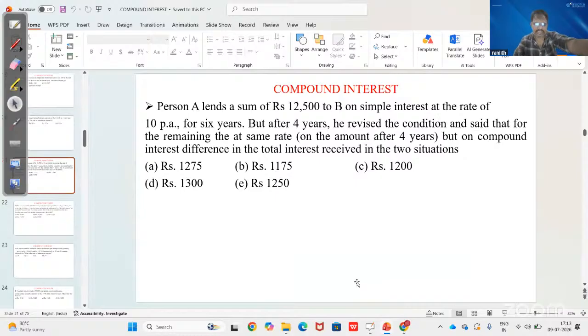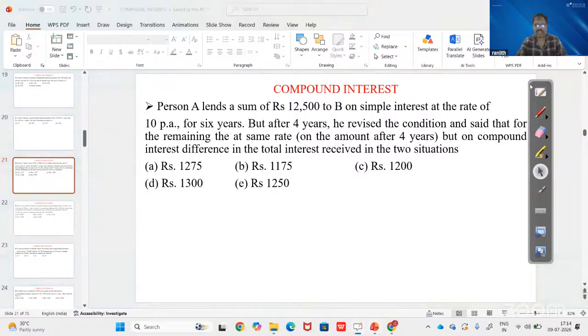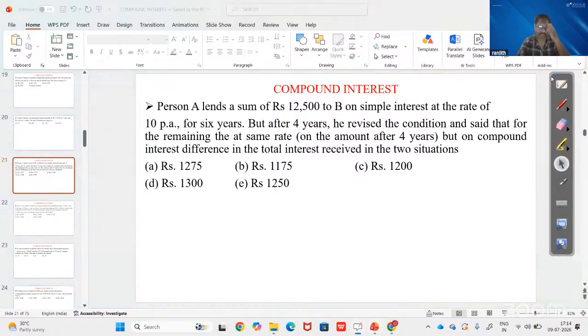So, what is the answer for this one? Person A lends a sum of 12,500 to B on simple interest at a rate of 10% per annum for 6 years. But after 4 years, he revised the condition and said that for the remaining period, at the same rate on the amount after 4 years, it will be compound interest. What is the difference in the total interest received in the total situation?